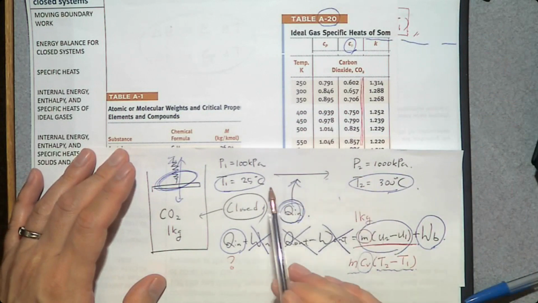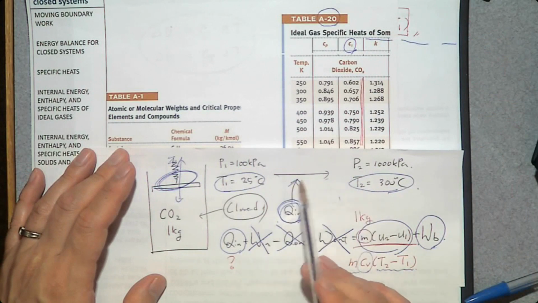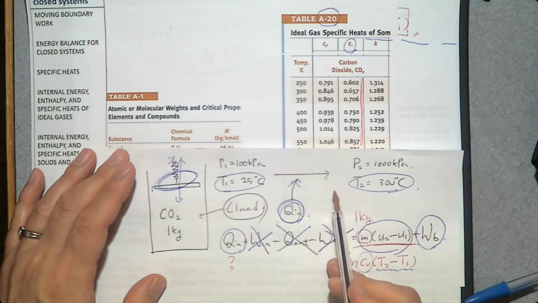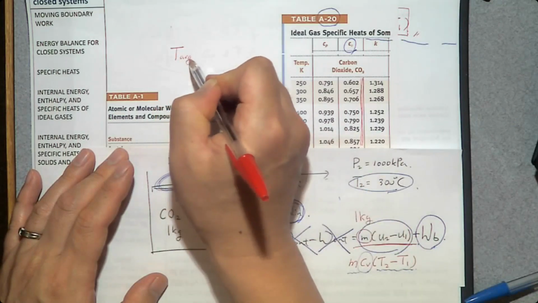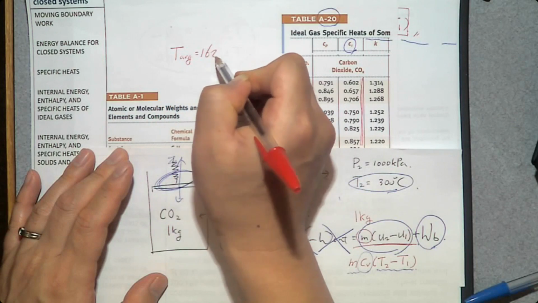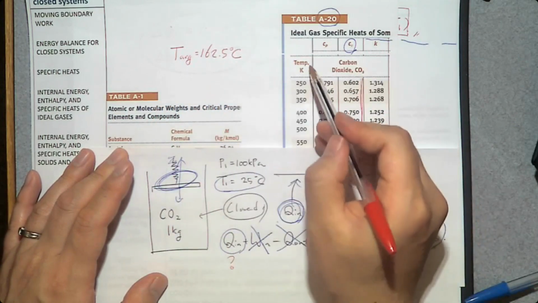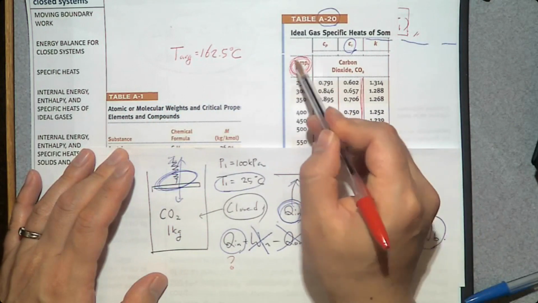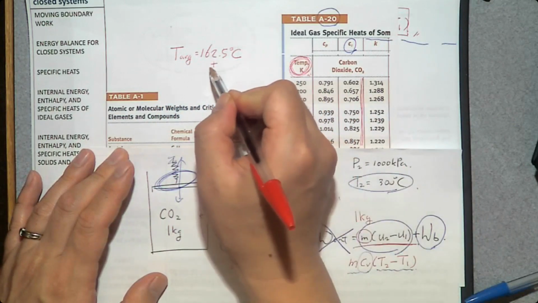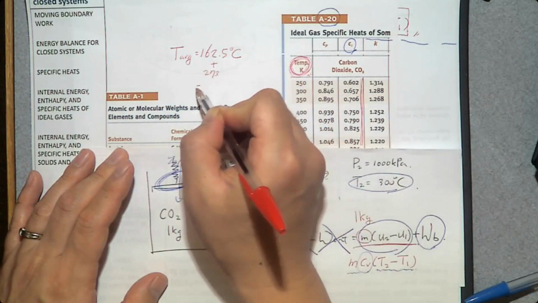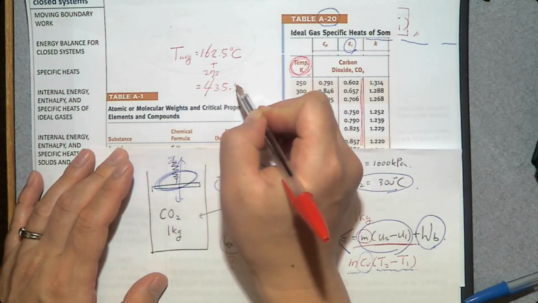So what is the average temperature? 325 divided by 2, 162.5. So the average temperature is 162.5 degrees Celsius. However, if you look at the unit of the temperature on this table, it is Kelvin. So you have to add 273. So what do we get? 435.5 Kelvin.